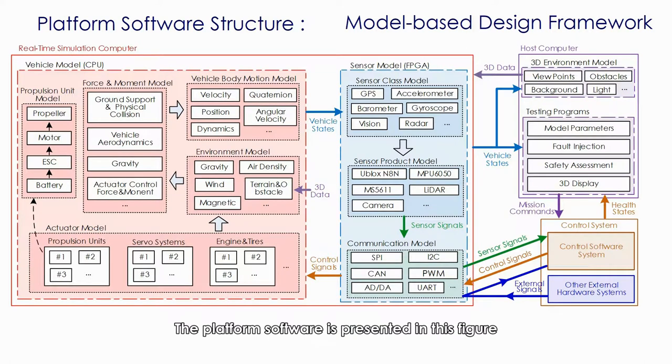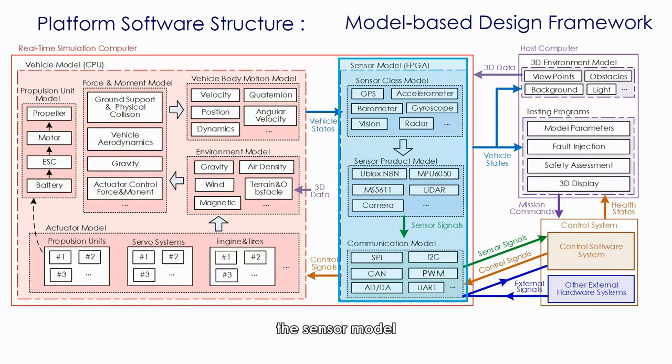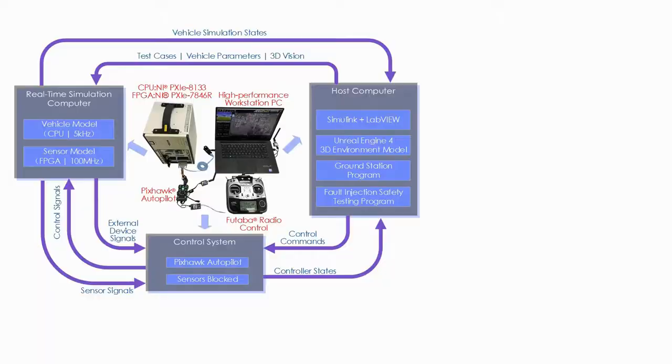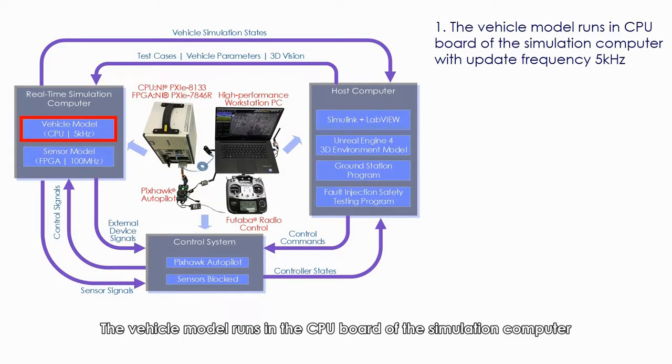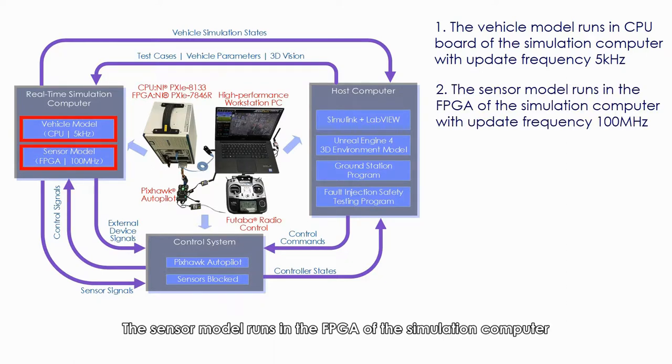The platform software is presented in this figure, which also includes 3 parts: the vehicle model, the sensor model, and the 3-dimensional environment model. The vehicle model runs in the CPU board of the simulation computer. The sensor model runs in the FPGA of the simulation computer.